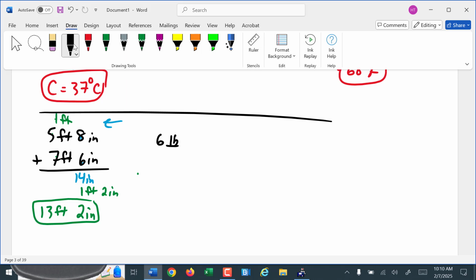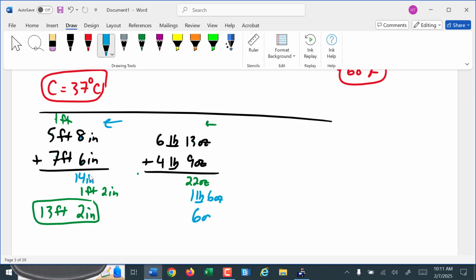We might have 6 pounds, 13 ounces, plus 4 pounds, 9 ounces. Again, we do the same thing. We start at the end of the number at the right and work our way backwards. 13 plus 9 is 22. That's bigger than a pound. It's 1 pound and how many ounces left? 6. There we go. So we keep the 6, carry the 1. 1 plus 6 plus 4. It's 11 pounds.